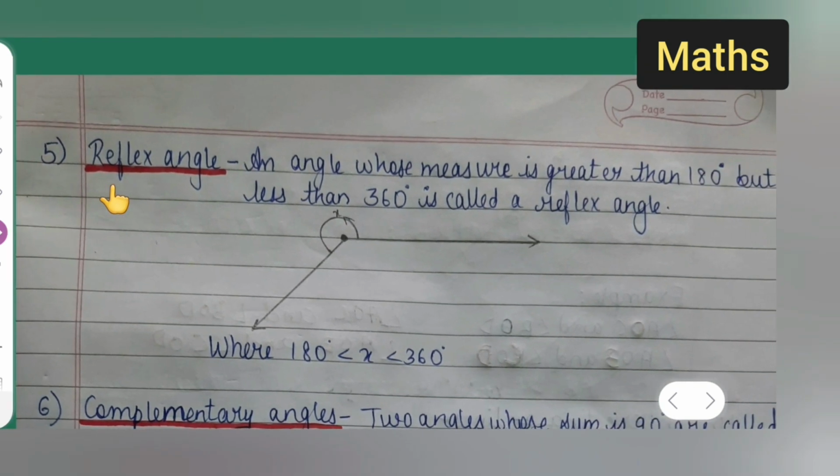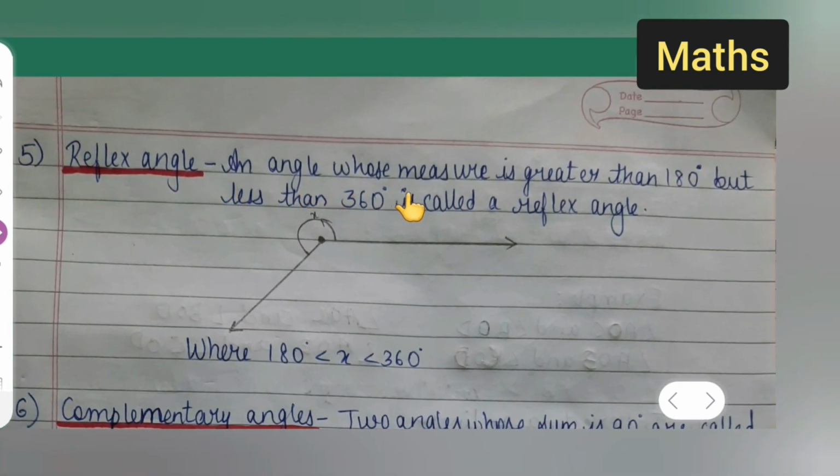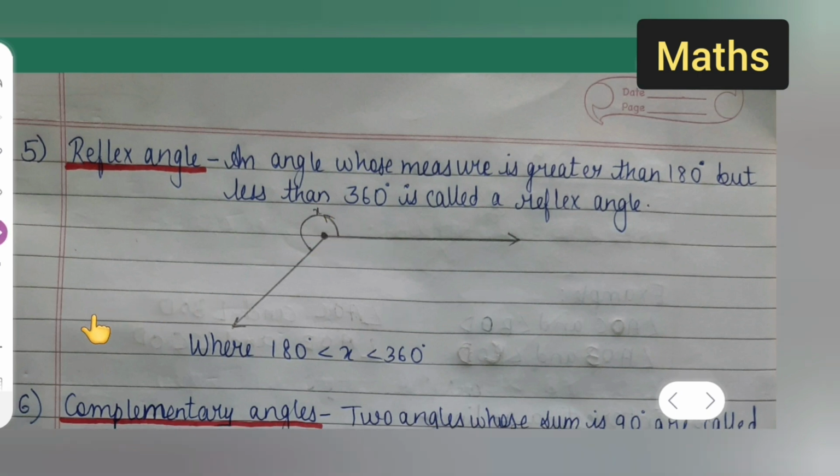Next is the reflex angle. Now what is a reflex angle? An angle whose measure is greater than 180 but less than 360 is called a reflex angle. You all can take down. Here there is an x right here. So here this angle should be greater than 180 but less than 360. Then you can say it is a reflex angle. You can take down these notes. Next is the complementary angles.